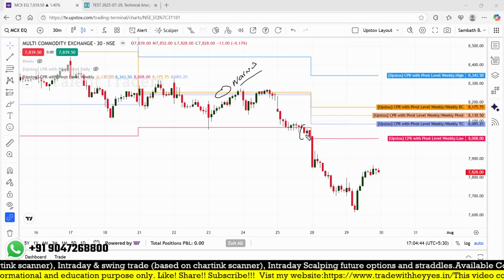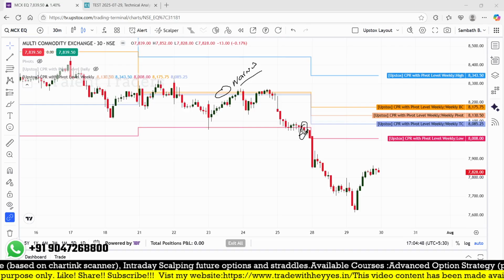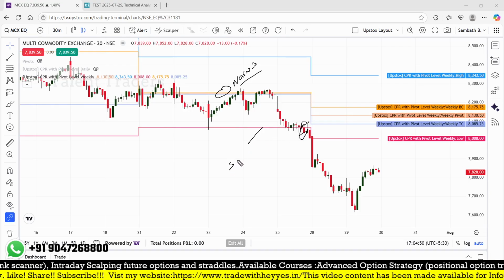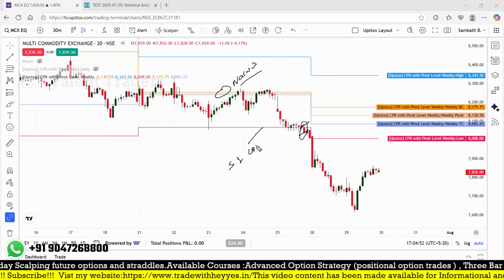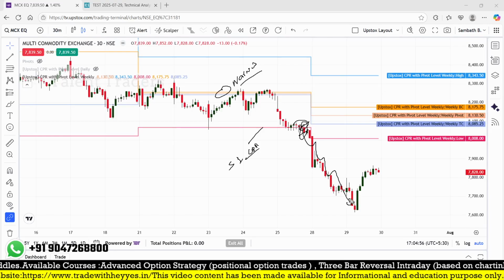And around 2:15, the 30 minutes candle opened above and closed below the support one. This is support one, a CPR based support. So where it is closed, after that there is some good down movement happening in this stock.